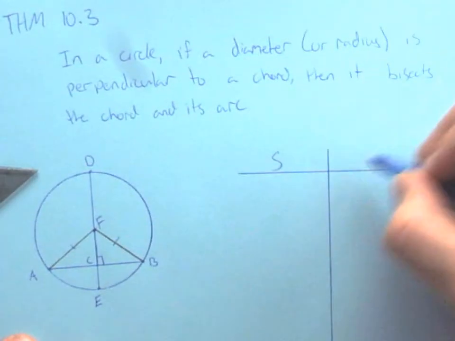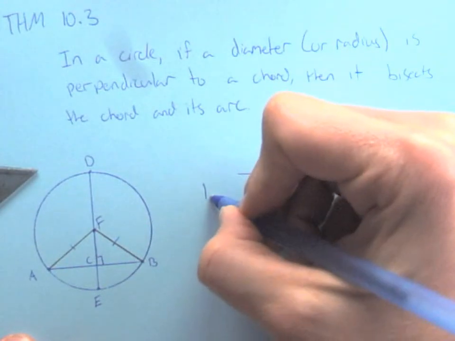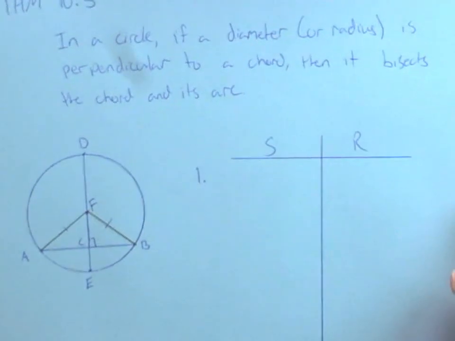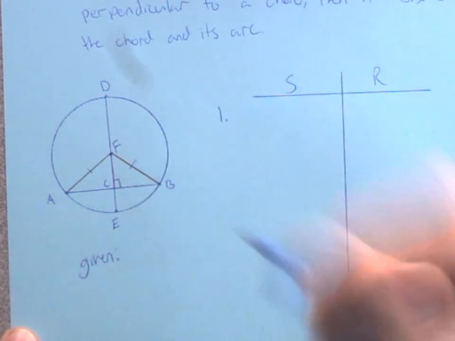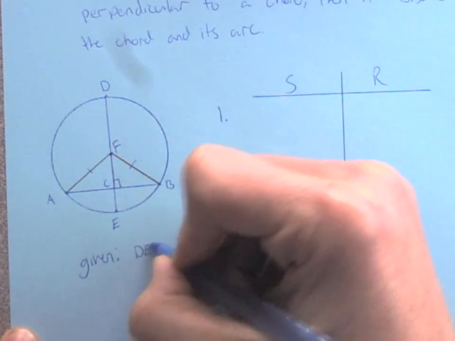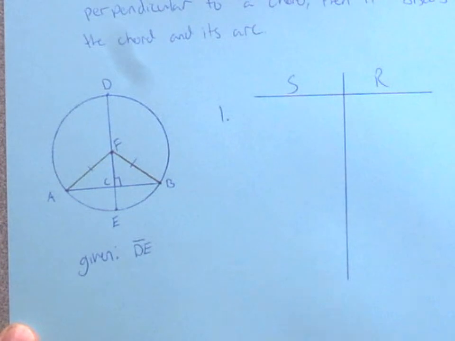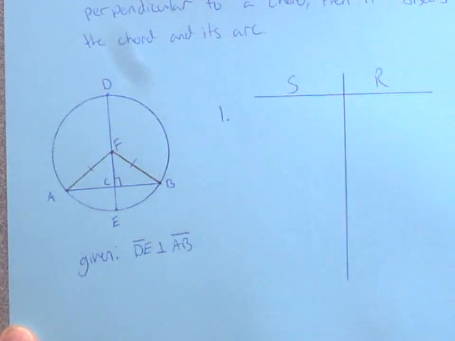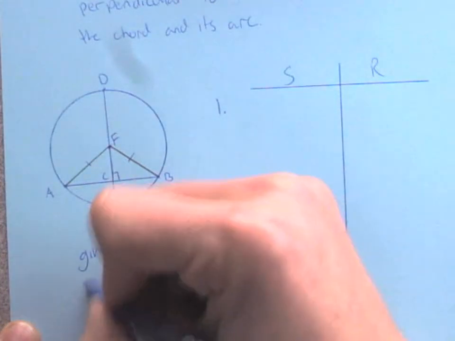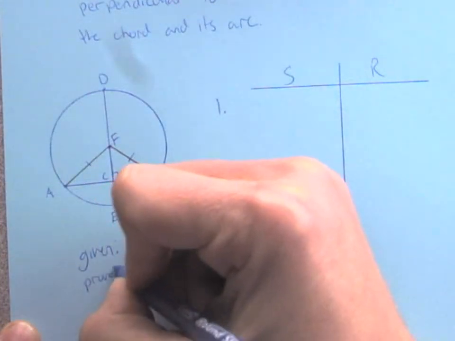All right, step one. Oh, sorry, we forgot to talk about the given and what we're trying to prove. So, given, we know that DE, the diameter, is perpendicular to AB, the chord.